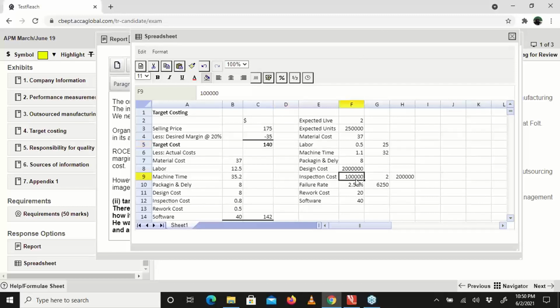Okay, see, the inspection cost was 100,000 per annum, right? And if you have 2 years as a life, the expected life is 2 years. So the total cost is 200,000. What have I done? I have simply said 200,000 divided by 250,000 units.